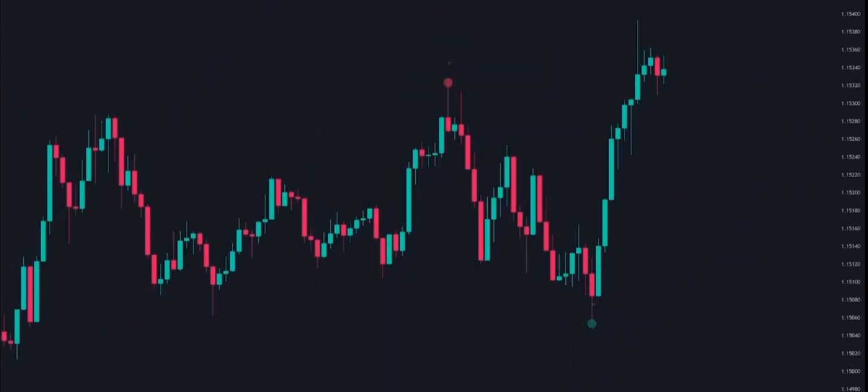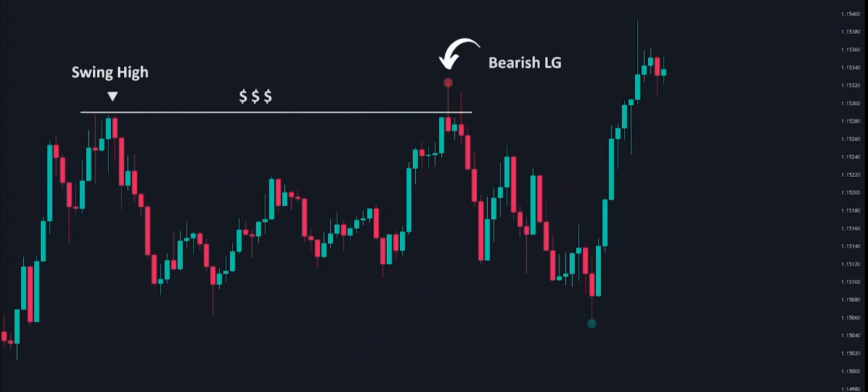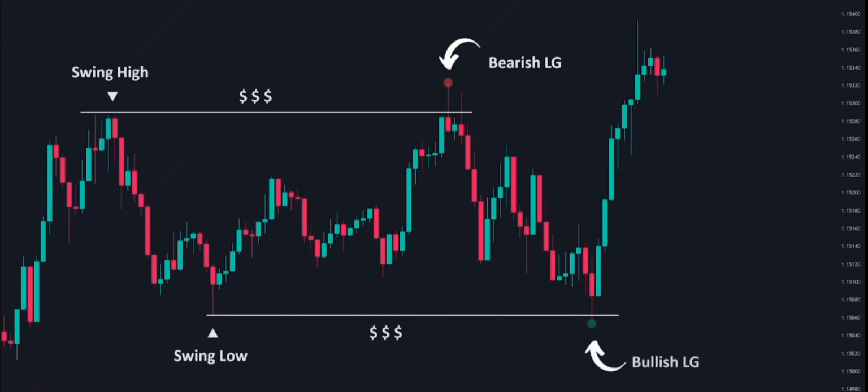When you apply it to the chart, you'll notice red and green circles appearing. These represent bearish and bullish liquidity grabs, respectively. When the price wicks above a previous swing high, the indicator identifies it as a bearish liquidity grab, signaling a potential downward movement. Similarly, when the price wicks below a previous swing low, it is marked as a bullish liquidity grab, indicating a possible upward move.